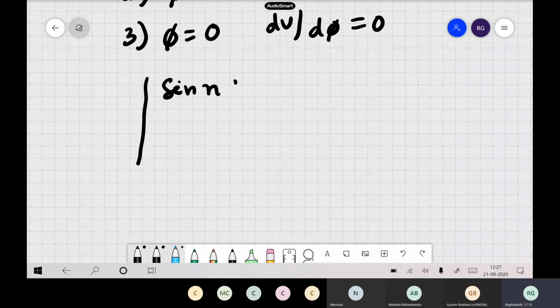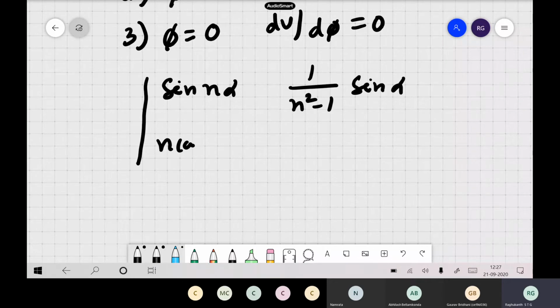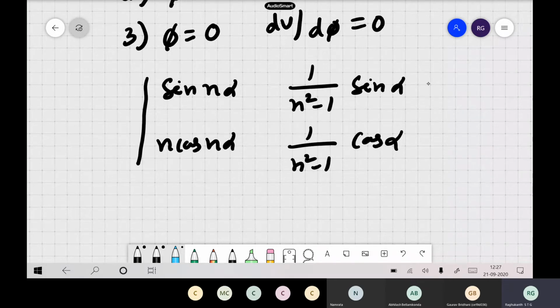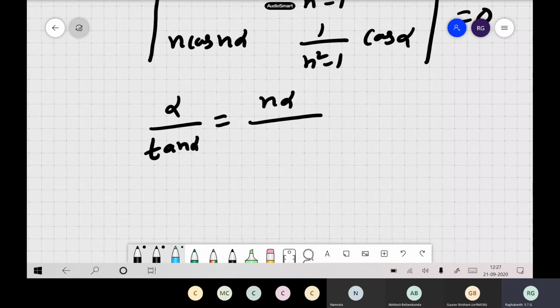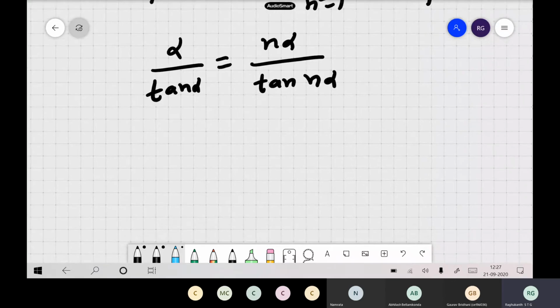So sin nα, 1/(n²−1) sin α, then n cos nα, 1/(n²−1) cos α, is equal to 0. The determinant of this matrix gives the characteristic equation: tan α is equal to n tan nα. So this is a transcendental equation.